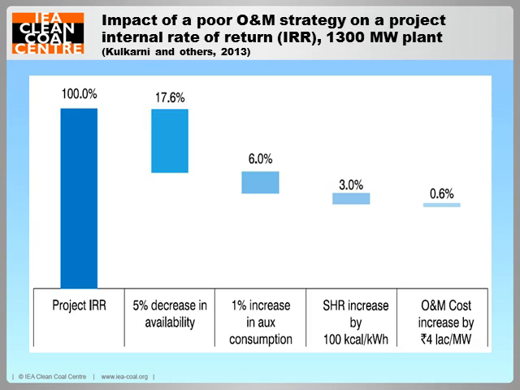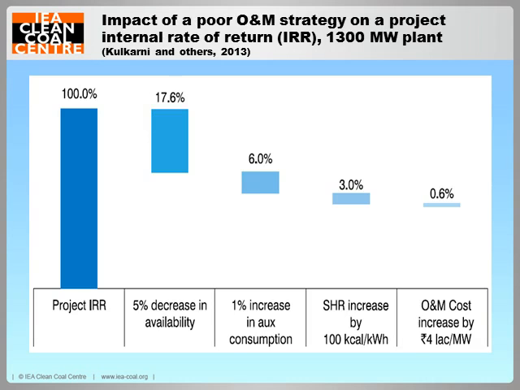As discussed previously, inadequate operational maintenance can have multiple impacts on performance, including reducing plant availability, causing higher station heat rate, higher auxiliary power consumption, and subsequently reduced profit. This slide shows the impact of a poor operational maintenance strategy on a project's internal rate of return. The example is based on a 1,300 megawatt coal-fired power plant in India.